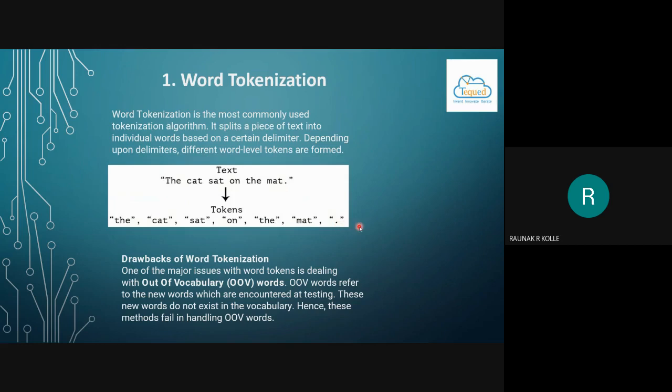Drawbacks of word tokenization. One of the major issues with word tokens is dealing with out of vocabulary words. Out of vocabulary words refer to the new words which are encountered at testing. These new words do not exist in the vocabulary, hence, these methods fail in handling out of vocabulary words.